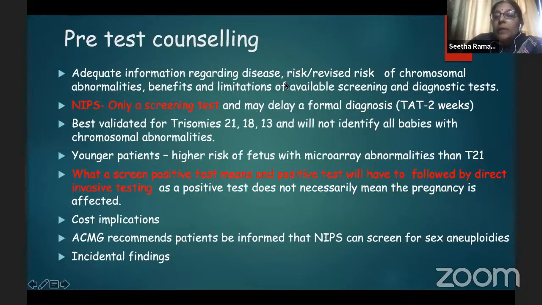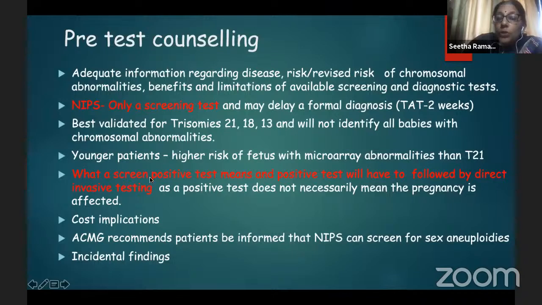So adequate information regarding what you are screening, what the risk is, whether when she walks in, there is an a priori risk, and when she has a particular test that changes the risk, the revised risk, and what the benefits and limitations of whatever screening or diagnostic test is available. Again, very important to reiterate that it is only a screening test and it is best validated for trisomy 21, less so for 18 and 13, and will not identify all babies with chromosomal abnormalities.